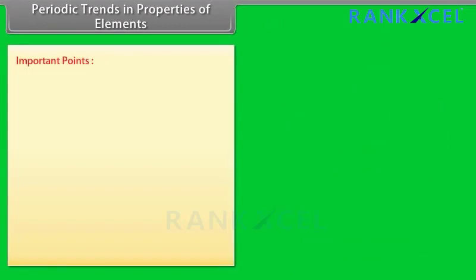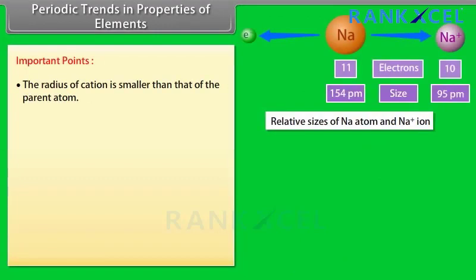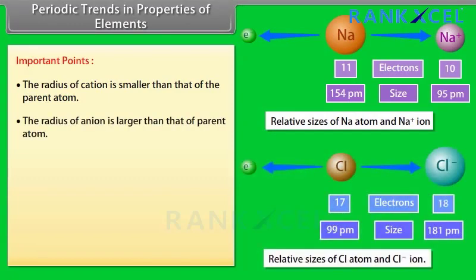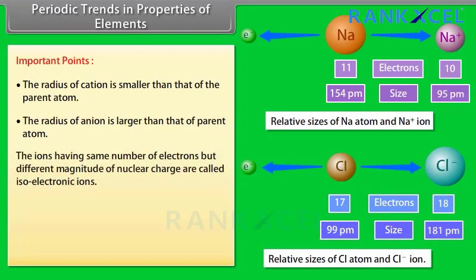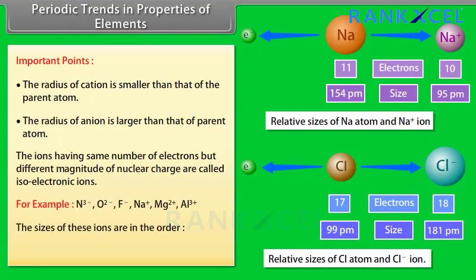Important points. The radius of cation is smaller than that of the parent atom. The radius of anion is larger than that of parent atom. The ions having same number of electrons but different magnitude of nuclear charge are called isoelectronic ions. For example, the size of these ions are in the order.